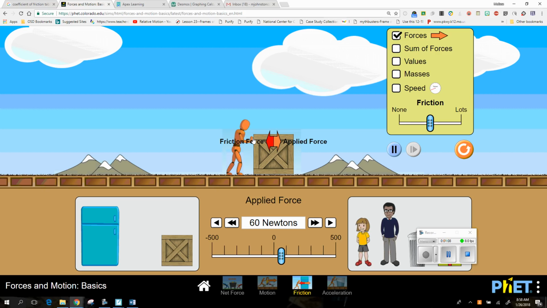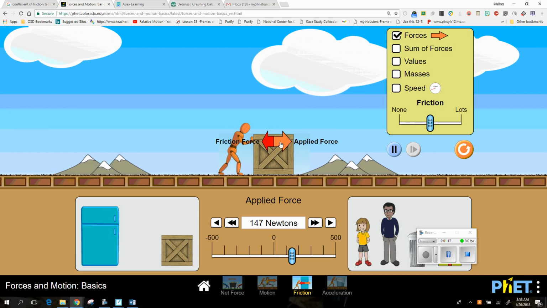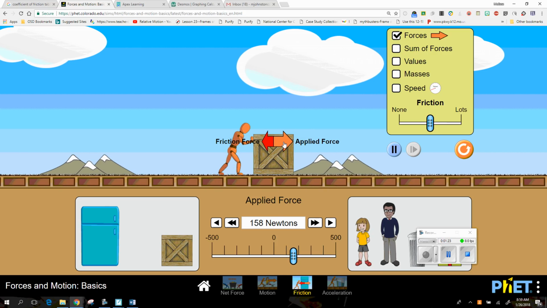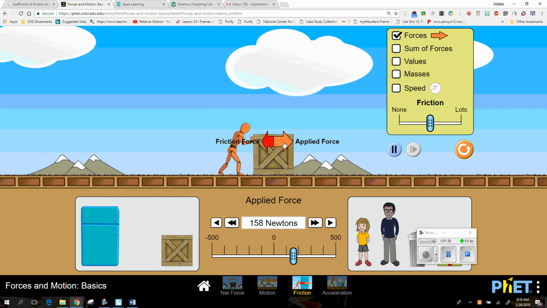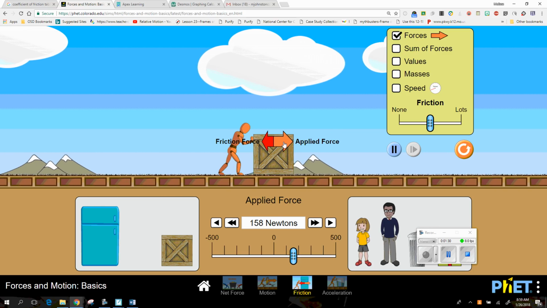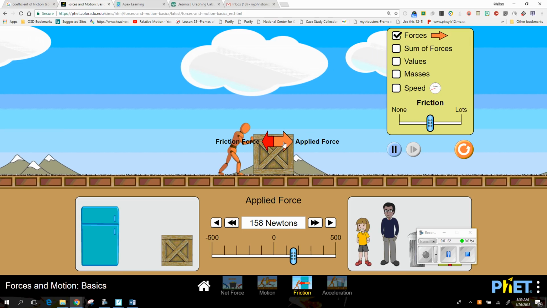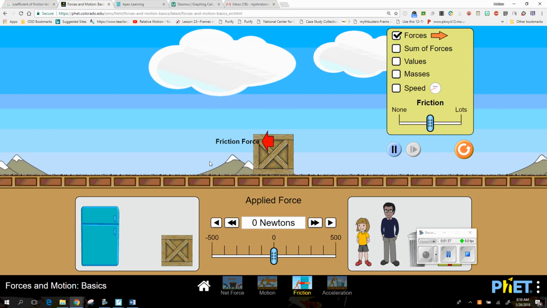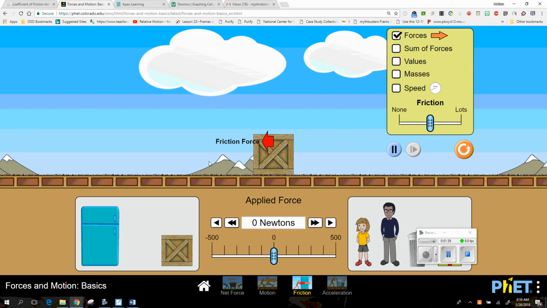Eventually, I will apply enough force to the crate that my force will overcome the frictional force. You notice that the magnitude of the frictional force vector has decreased, and now this object is experiencing kinetic friction, and that's just because the object is in motion. Once I let go of the object, the only horizontal force is the friction force, and that friction force is what's going to cause the object to slow down.